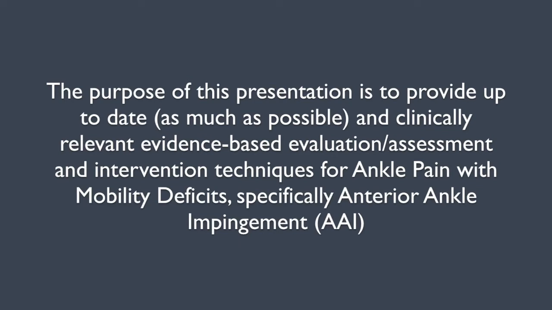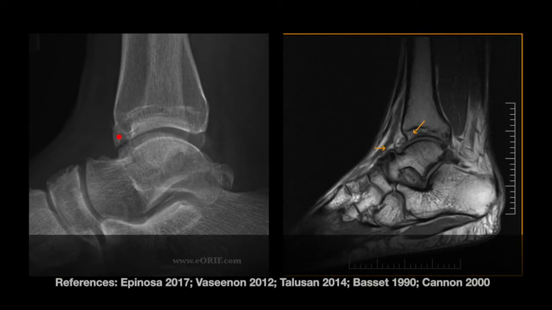The purpose of this presentation is to provide up-to-date and clinically relevant evidence-based evaluation, assessment, and intervention techniques for ankle pain with mobility deficits, specifically anterior ankle impingement. Anterior ankle impingement results from an impingement of the ankle joint by a soft tissue or osteophyte formation at the anterior aspect of the distal tibia and talar neck.